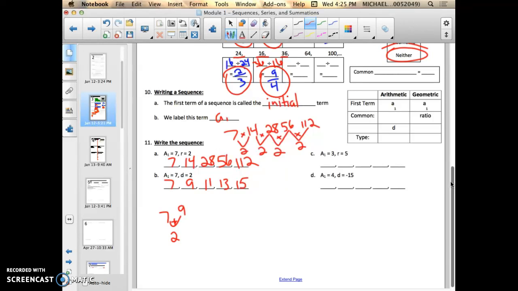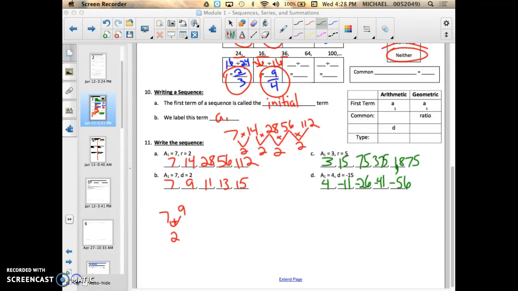Moving along, go ahead and pause the video and try C and D on your own. C is a common ratio, so you should know that you're multiplying by 5 to get to the next one. And D is a common difference, so you should know that you're adding negative 15. Pause the video and try that. At this point, you should have paused the video to try C and D on your own.